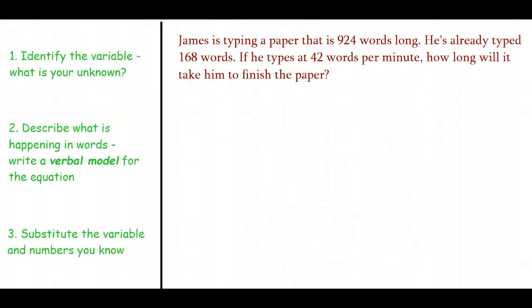So now we have 4 more problems left to go. I'm going to show you one at a time. Go ahead and pause the video when we get to each one. Work through it using that 3-step model. Come back when you're finished working through it and solving it, and we will discuss how to set it up, what the variable is, what the verbal model is, how to substitute, and how to solve it. So for this one, James typing a paper, go ahead and pause the video now.